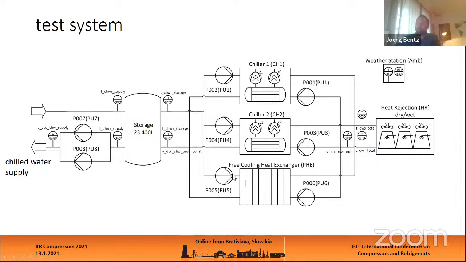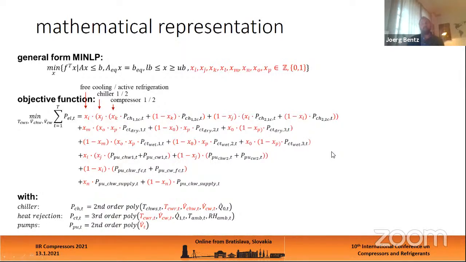Even this simple system has a lot of degrees of freedom, like all the volume flows through the system, the temperatures in the system, and also the operational states, like which chillers should be operated, how many chillers should be operated, should we use free cooling, or should we operate the heat rejection plant dry or wet? All that needs to be taken into account, or at least can be taken into account if you're willing to optimize it, which leads us to the mathematical representation of how to do that.